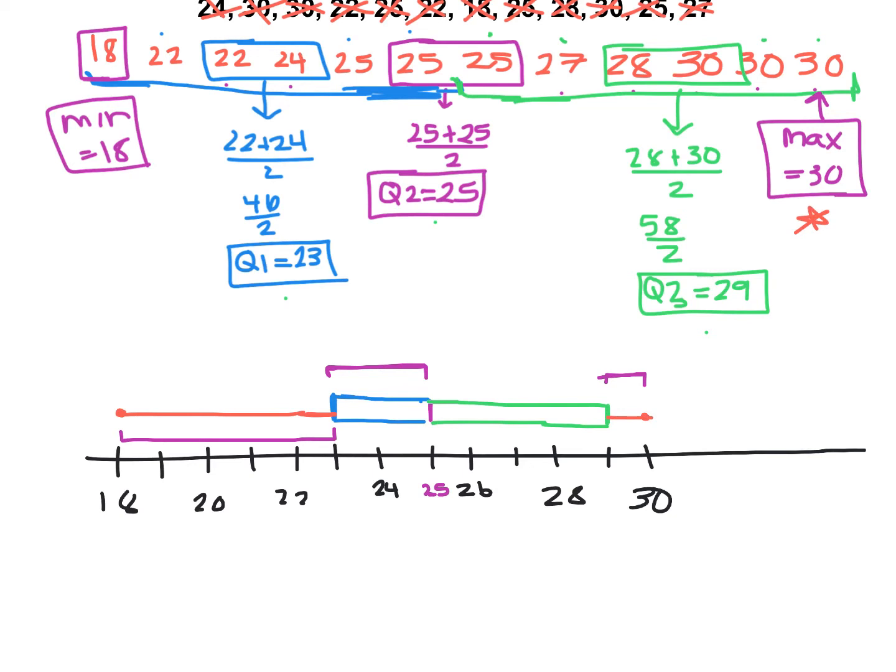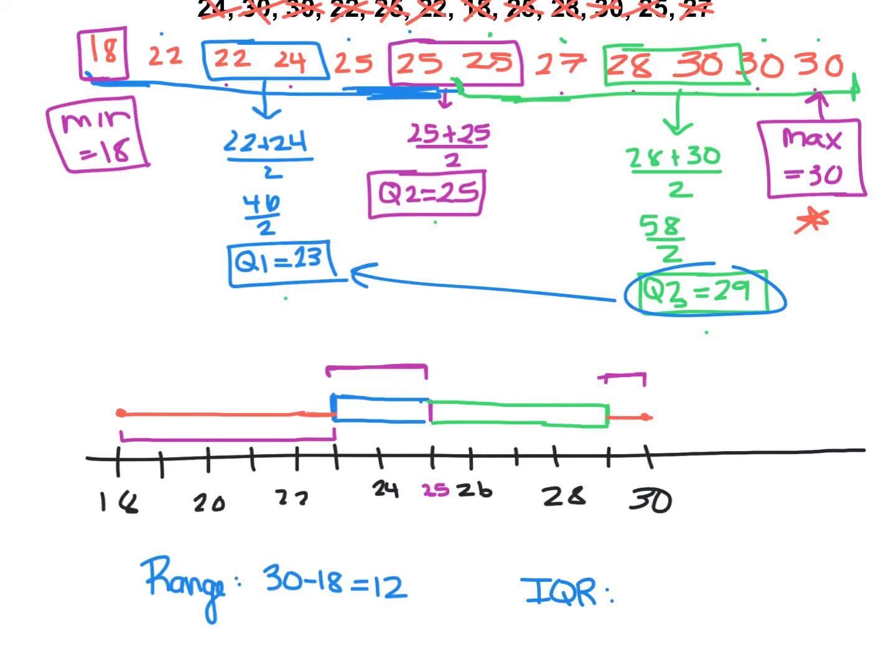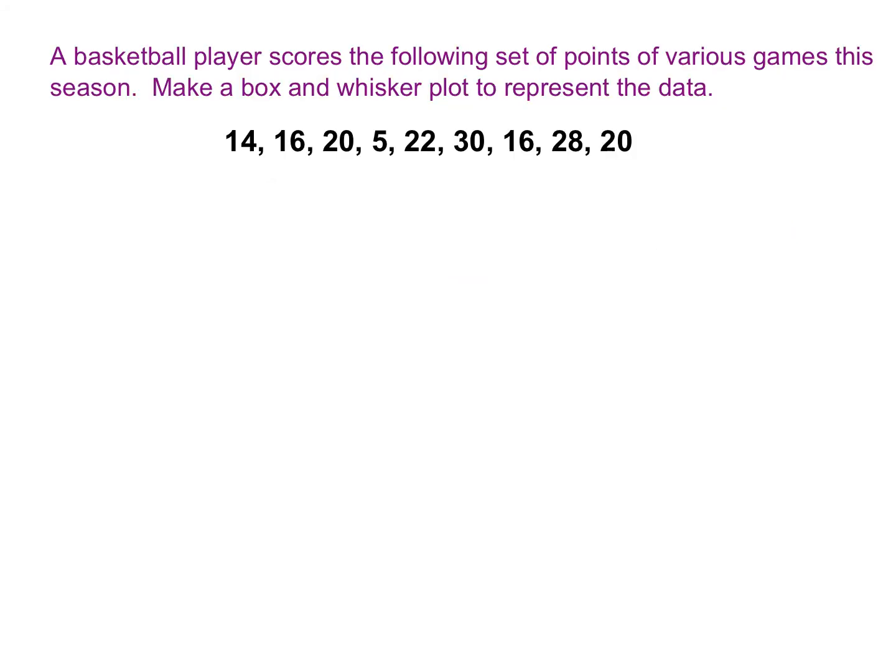Now typically with box and whisker plots, you also need to calculate your range and your IQR. So our range here is going to be the max minus the min, which in this case is 12. And then our IQR, which is our interquartile range, we find by taking Q3 minus Q1. So we're going to do 29 minus 23, and that equals 6. So let's create a box and whisker plot for one more set of data.